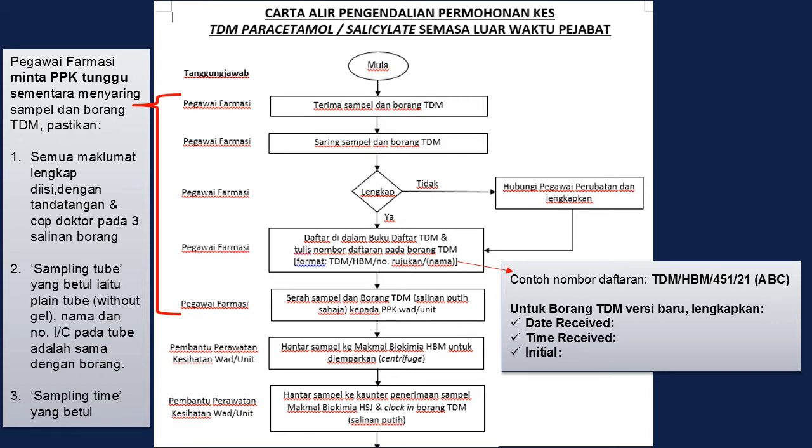When PPK sends over the sample and form, please ask PPK to wait first while screening. Make sure all the information on the form and blood sample is complete and correct. Make sure the doctor's sign and chop are complete on 3 copies of forms. Make sure the tube and the sampling time are correct, only then we register. Then pass back the white copy form plus blood sample to PPK. PPK will then bring the sample to our hospital's lab to centrifuge, then take transport to Hospital Seberang Jaya.